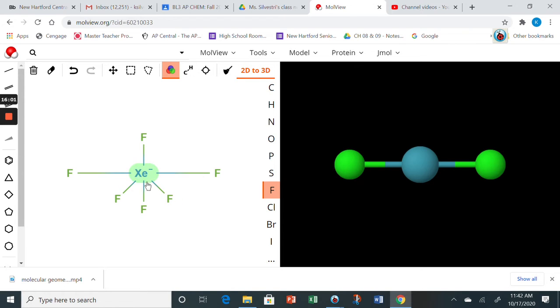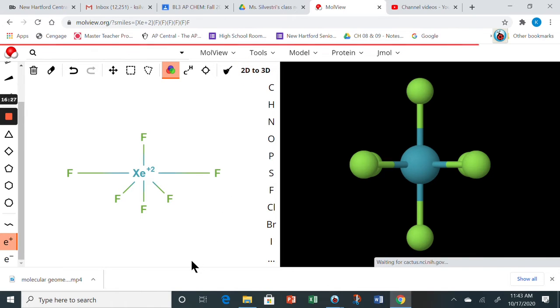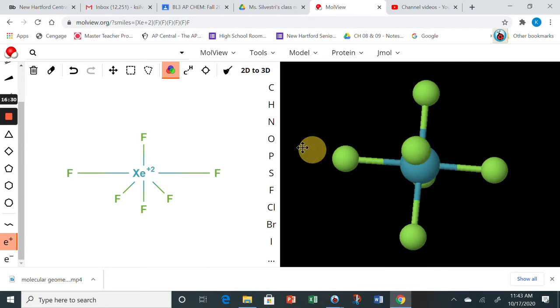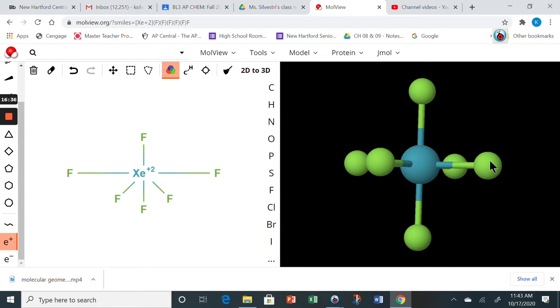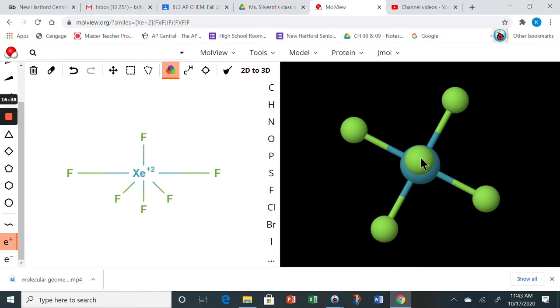So I'm going to have a positive charge on this because, again, xenon starts with 8 electrons. I only have 6 bonded and 0 non-bonding. So now xenon goes back to having a positive 2 charge because 8 minus 1, 2, 3, 4, 5, 6, no non-bonding. So if I look at this now and do my 2D to 3D, this is my octahedron because there's 8 faces. So this is an octahedral domain, and this is completely symmetric.